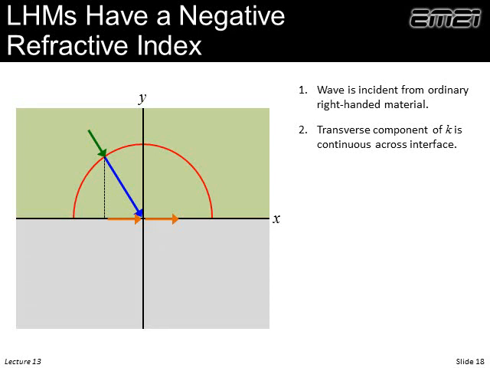Boundary conditions require that the transverse component of that wave vector is continuous across the interface. Well, what is the transverse component? We'll drop a projection down to our interface, our x-axis, and this orange line here, that's the transverse wave vector component. For convenience, we'll copy this over on the other side.